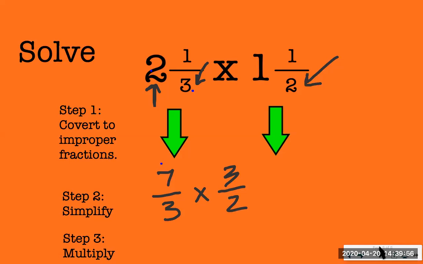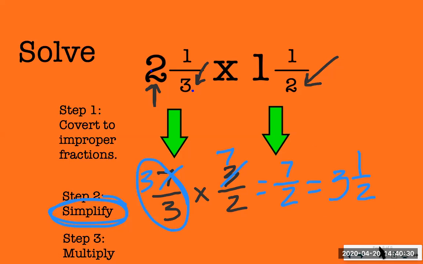Okay, so now let's multiply. But before we do that, what are we going to do? We're going to simplify every single time, right? We're going to look for an opportunity to simplify. I see that if we swap these denominators, 3/3 is the same as 1 whole. So 7 halves is going to be what's left. And then 7 halves as a fraction needs to be converted back into a mixed number. So 7 divided by 2 is 3 with 1/2 left over.